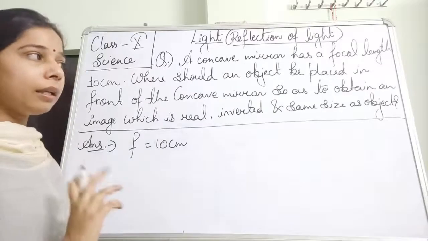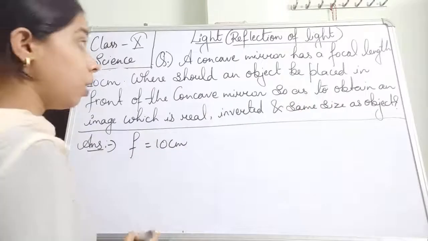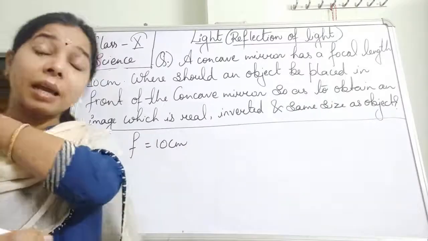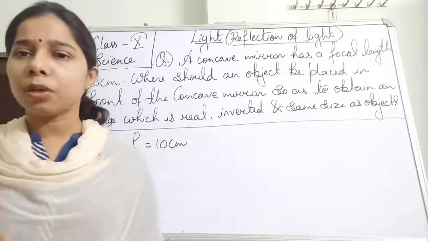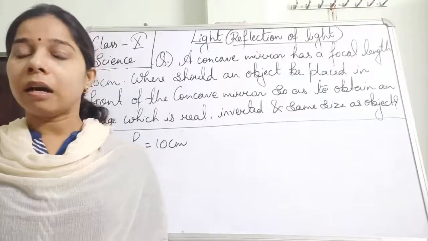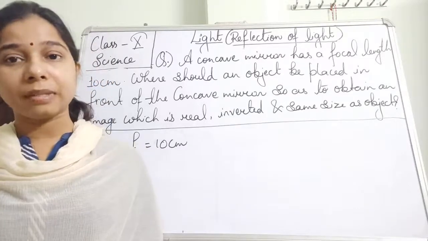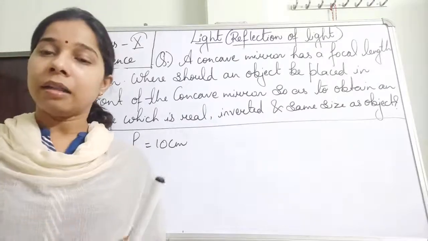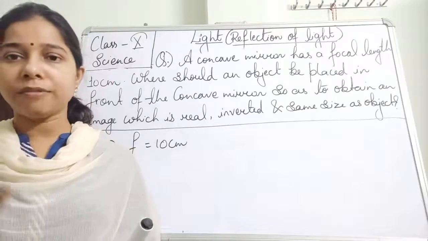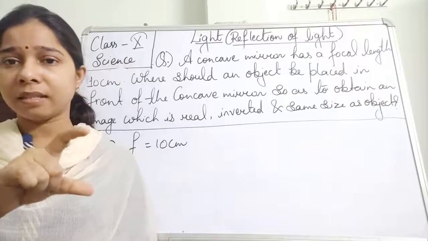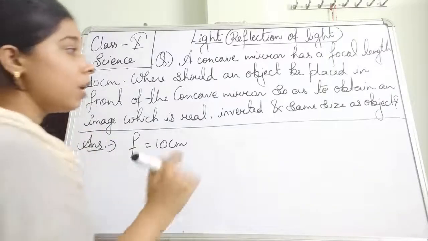Now we know one thing here, and that is it is the same size as the object. So when we get the condition of the same size, basically we know that the nature of the image formed is of the same size as the object when the object is kept at the center of curvature. You all know about it, that when the object is kept at C, the image is formed at C.